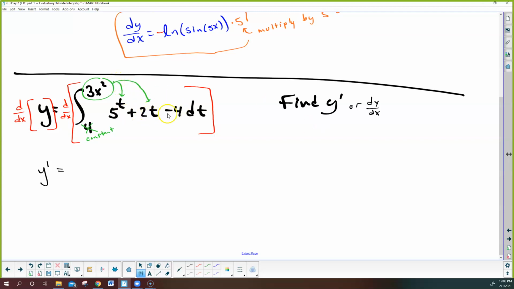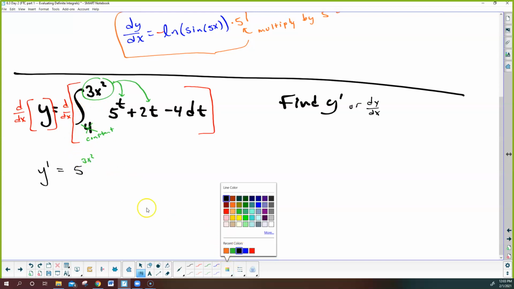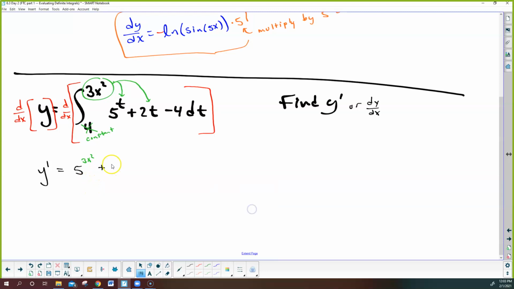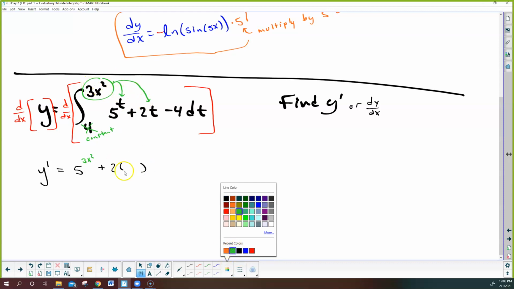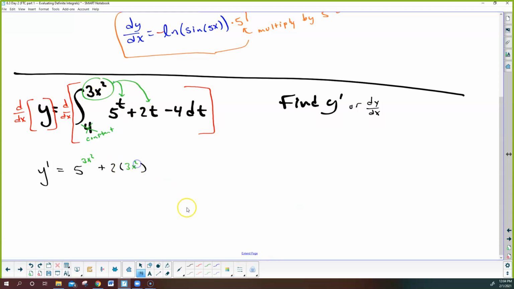So the only thing that we have to do is plug in a 3x squared wherever there's a t value. Now notice, there isn't a t here, this is just the minus 4. So this answer will be 5 to the power of 3x squared plus 2 times whatever t is. In this case, t is being replaced by 3x squared, minus 4, right? That minus 4 does not have a t, so we don't plug it in, but we have to include it.